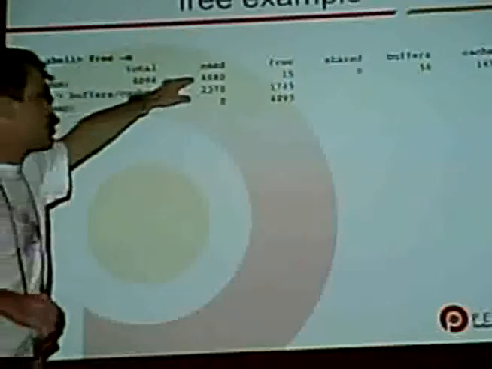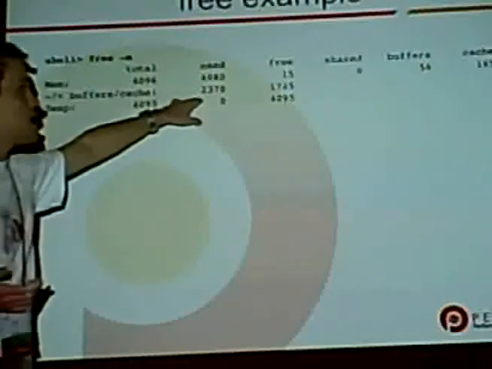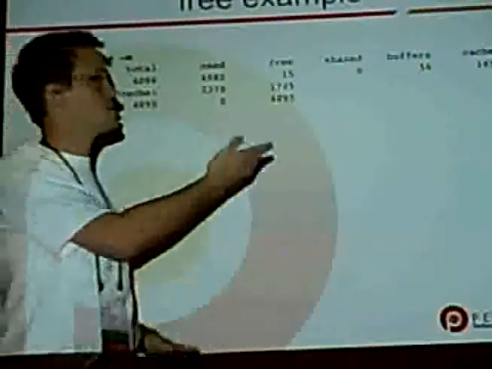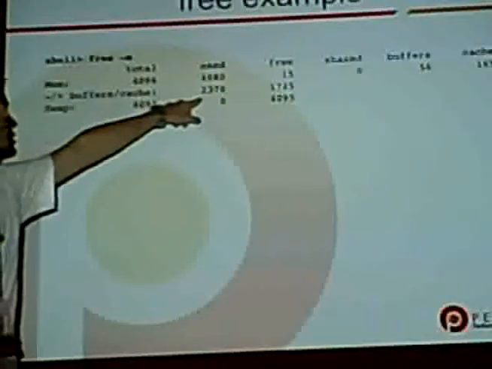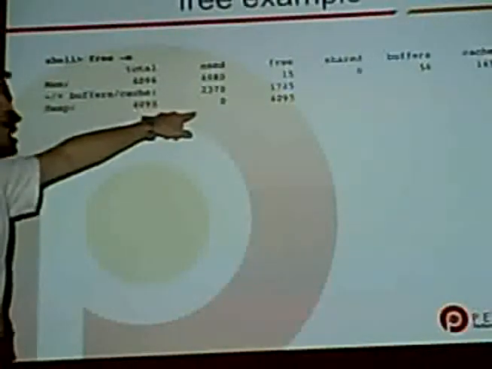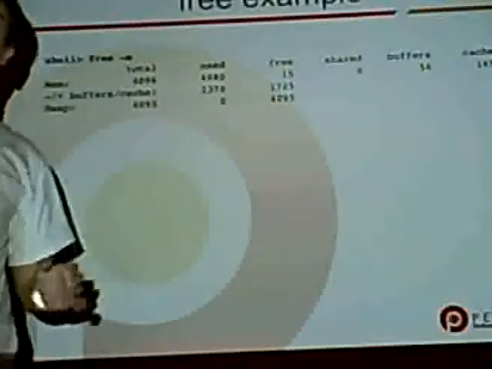But then if I look down at the next line, it shows me this same information if I weren't taking into account the caches in this last column here. So of my 4 gig, I've used 2.3 gig, and I have 1.7 gig free. I'd have to assess this with the time of day that I'm looking at my server.